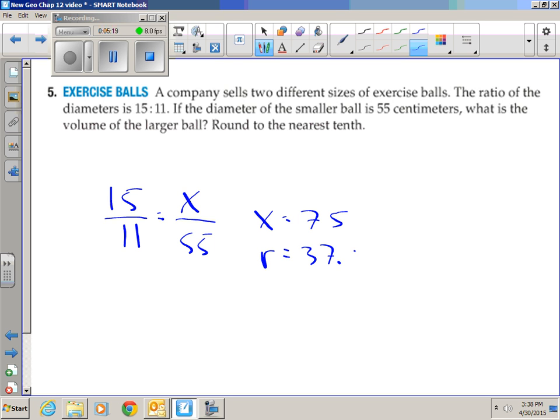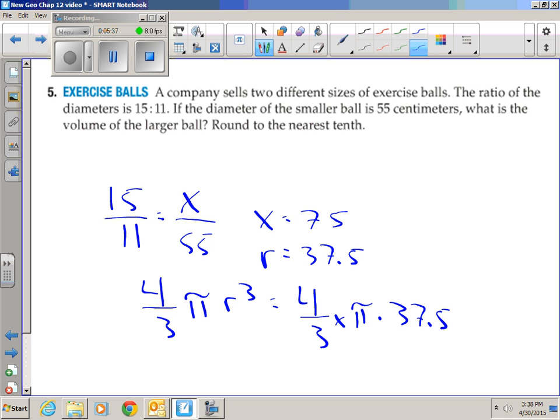So now we're just going to use our volume formula to find the volume of that larger ball. So our volume is 4/3 pi r cubed, which equals 4/3 times pi times 37.5 cubed. Whip out your little mini calcs, and we're going to get a total answer of, when we're all said and done, 220822.75. Voila.